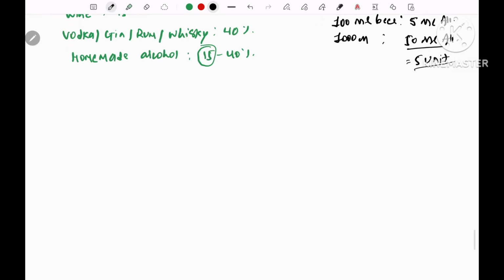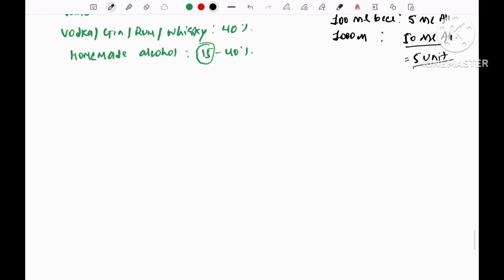Now we have to know how much alcohol is safe for a patient. It is different for male and female.